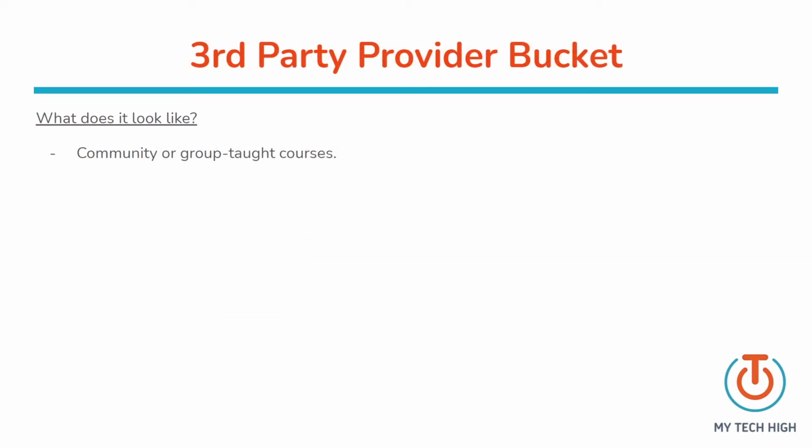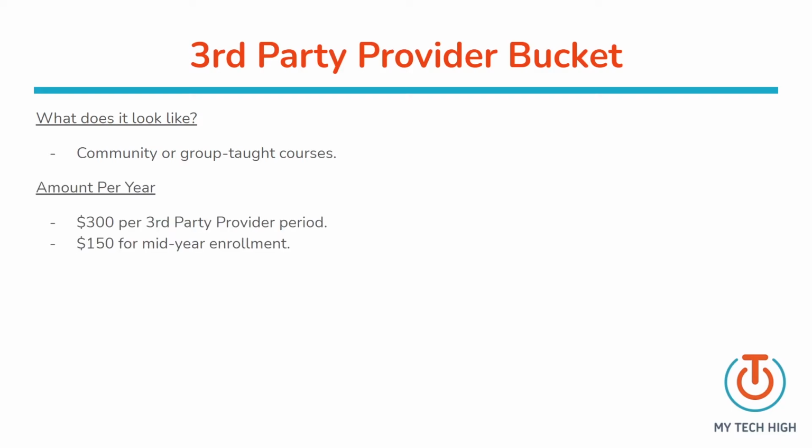The third-party provider bucket is for only tuition for a community or group taught course on your child's schedule. This bucket receives $300 for each third-party provider period on the schedule. This means that if my child has 2 third-party provider periods on their schedule, they would receive $300 for each period. However, and this is important, you may not combine the funds from multiple third-party provider periods. Each third-party provider period gets its own $300, which cannot transfer over to other third-party provider periods.